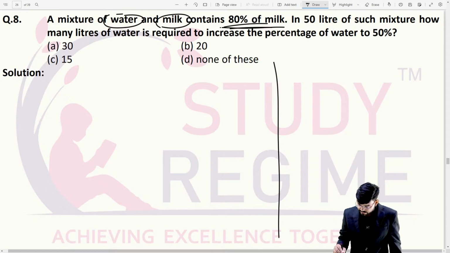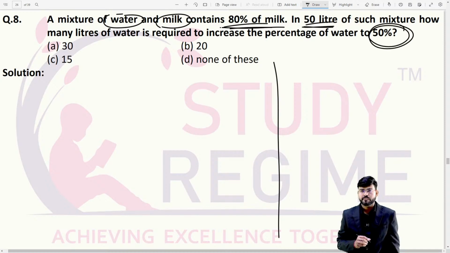Okay. In 50 liters of such mixture, the quantity of that mixture is also given there, that the quantity is 50 liters. How many liters of water is required to increase the percentage of water to 50%?